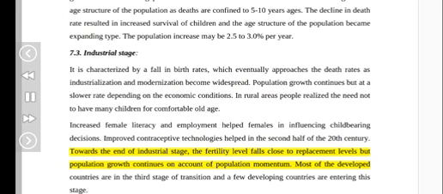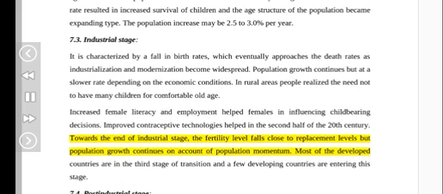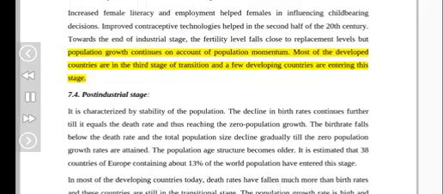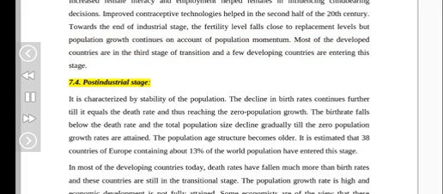Towards the end of industrial stage, the fertility level falls close to replacement levels but population growth continues on account of population momentum. Most of the developed countries are in the third stage of transition and a few developing countries are entering this stage.